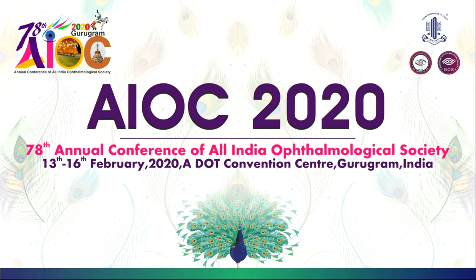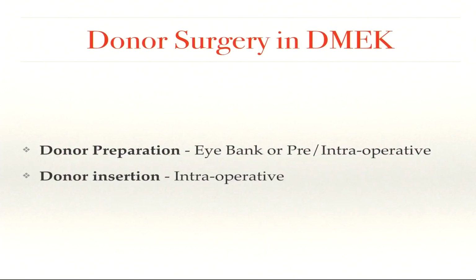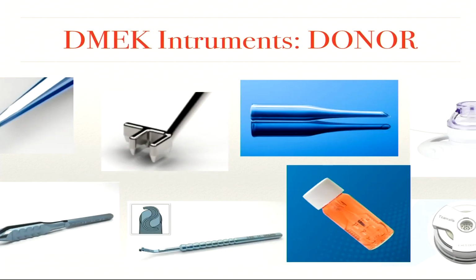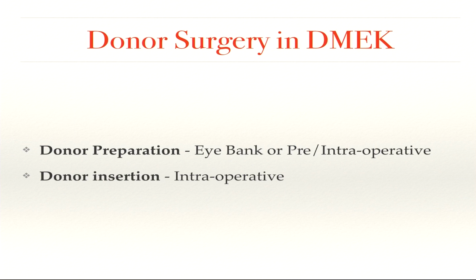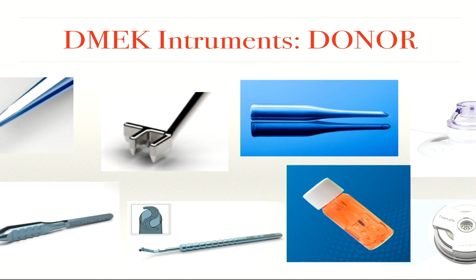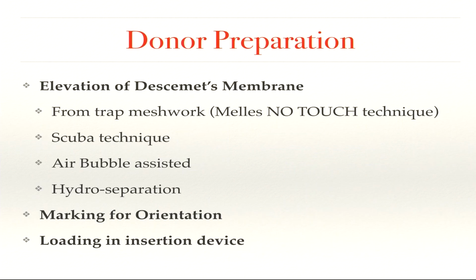I think donor dissection is as important as the recipient part, and it involves two things. One is the preparation of the donor and one is insertion. The preparation can be done in eye banks. Many places, especially in the West, are doing it in eye banks. In India, of course, we are doing them in the operation theatre, mostly just before the surgery. I covered all these instruments that we have to use.